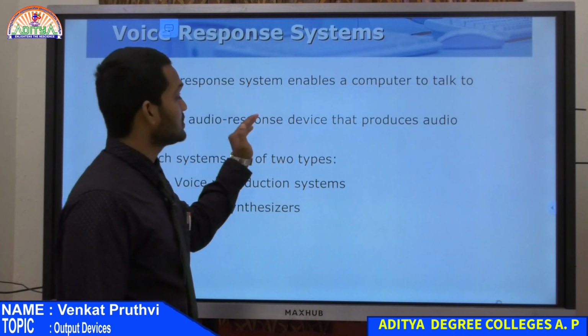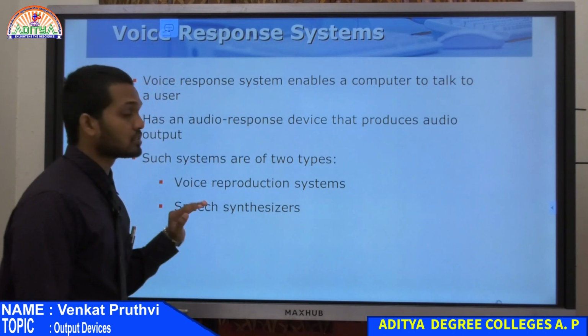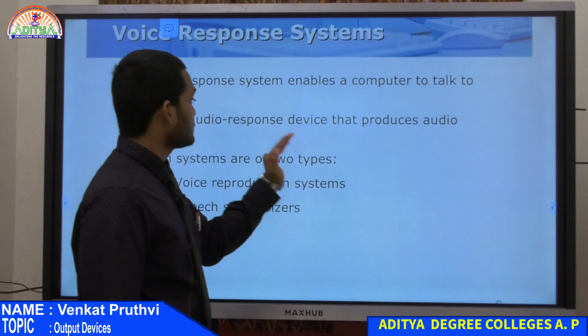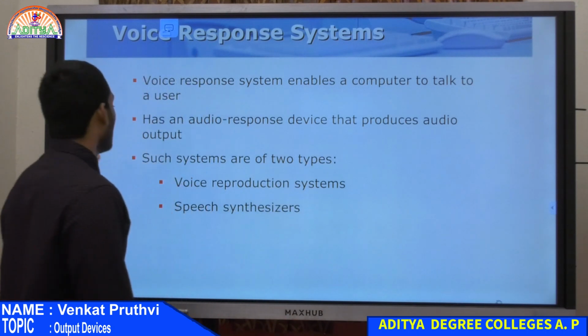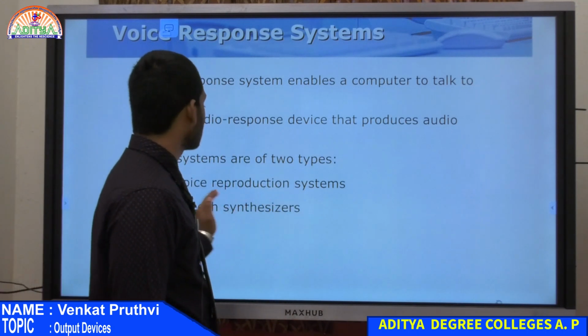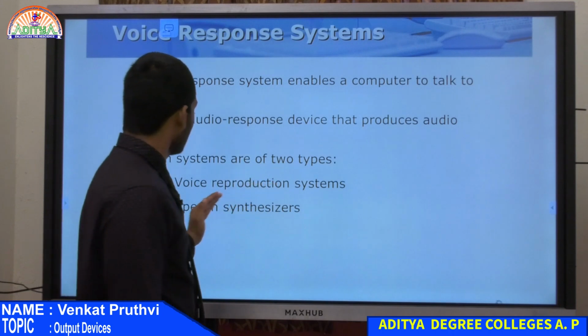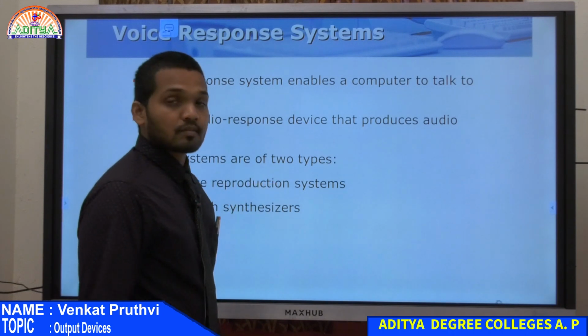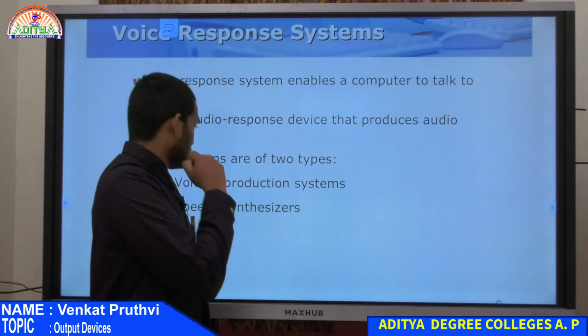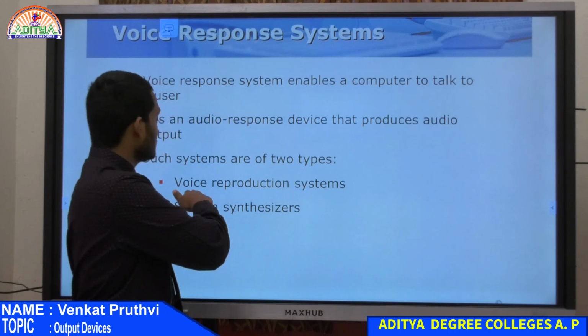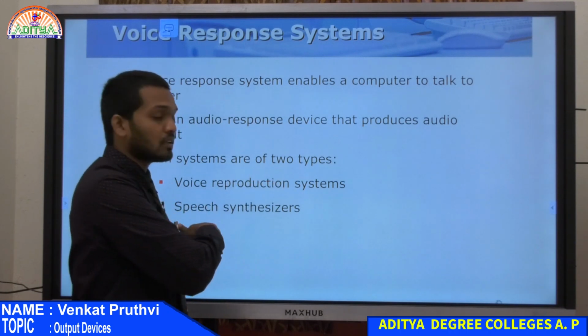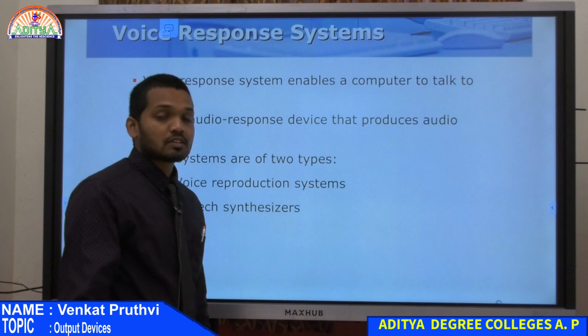The voice response system enables the computer to talk to a user, has an audio response device that produces audio output. Such systems are of two types: voice reproduction systems and speech synthesizers. So the first kind of system is the voice reproduction system, and the second is speech synthesizers.